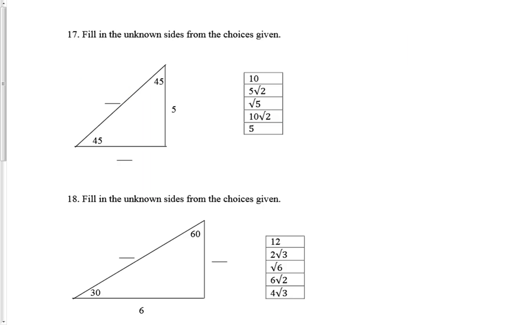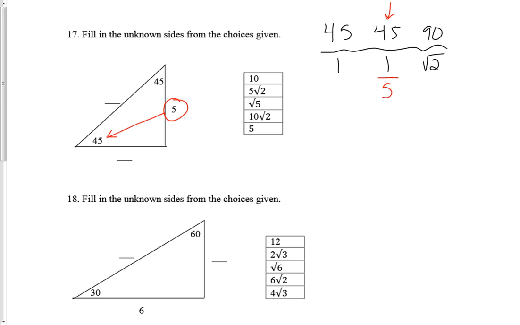17 is again a 45, 45, 90 triangle. So 45, 45, 90, and we set up our ratios. Under the 45 is a 1, under the 45 is a 1, under the 90 is a square root of 2. I'm first going to place the number I was given, which is a 5, and it's across from the 45. So I find one of the 45s, and I make a fraction with the 1 in my ratios. Now I need to decide what I'm going to find next. So I'm just going to call that side x.